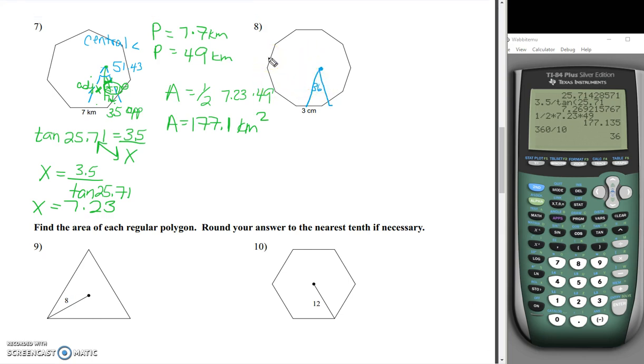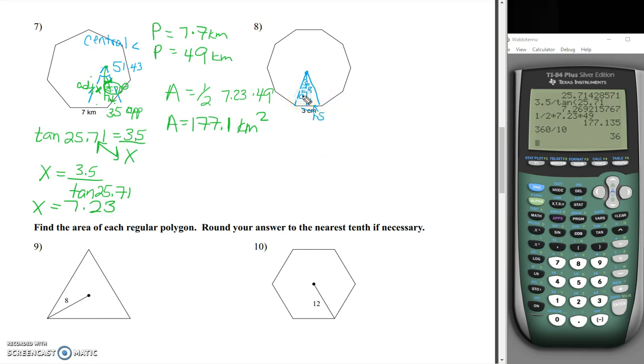Okay, try that again. Here's my center. Here's my triangle. This is 36 degrees. My apothem is going to go straight down the middle, perpendicular, which makes each degree measure 18 now. This 3 is now going to become 1.5 for this piece here.